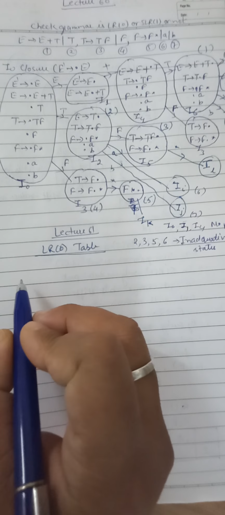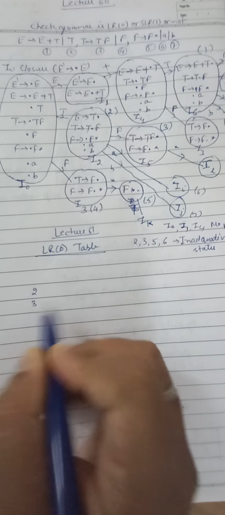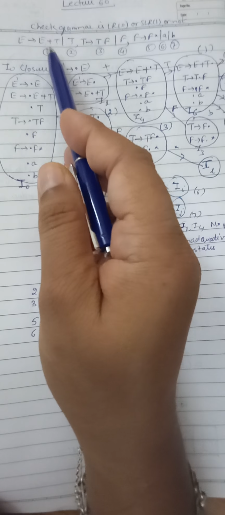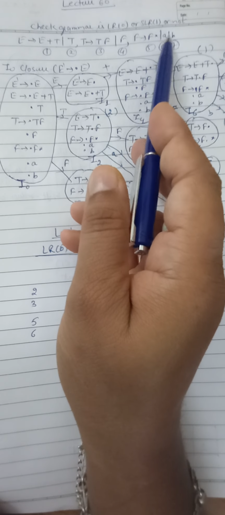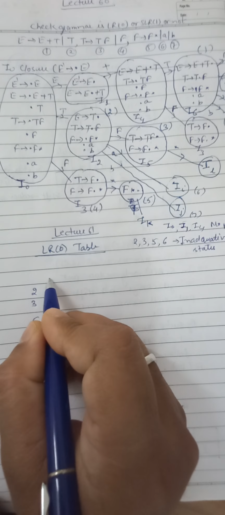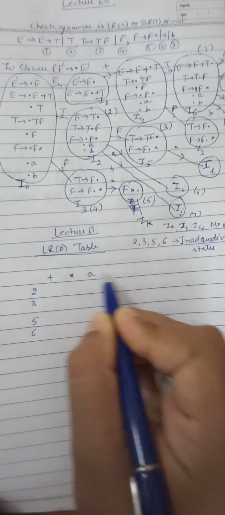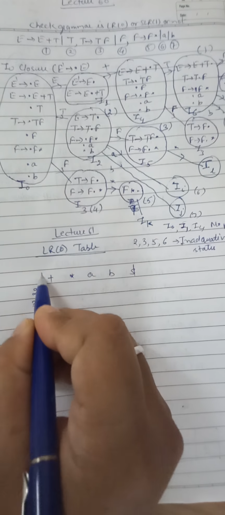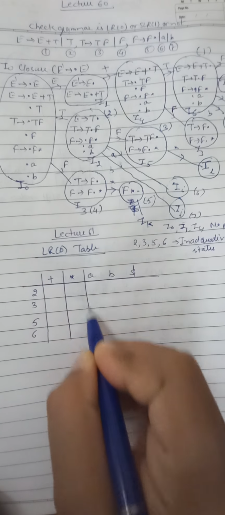First we write the states: 2, 3, 5 and 6. And what are the terminals we have? We have plus, star, A, B and dollar. So we write the terminals here: plus, star, A, B, and dollar will come at the end, as we all know very well. So we are making this.